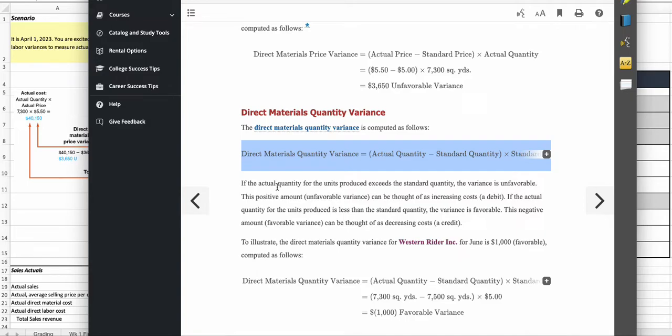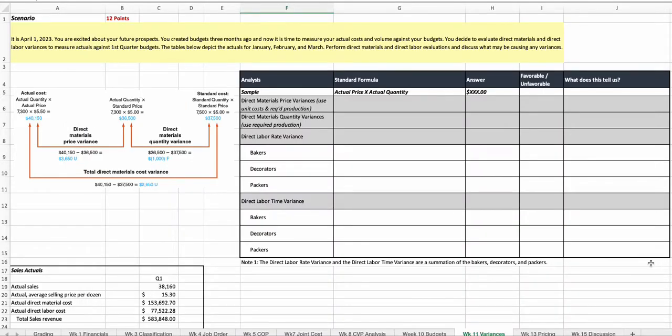All right. I'm going to navigate back over to our spreadsheet. And so you do see them here. You have our direct materials price variance, direct materials quantity variance. You have direct labor rate variance, and we're actually going to calculate this individually for the bakers, decorators, and packers. And then we're going to do the same thing for the direct labor time variance.